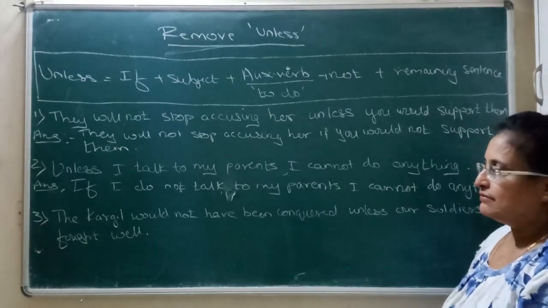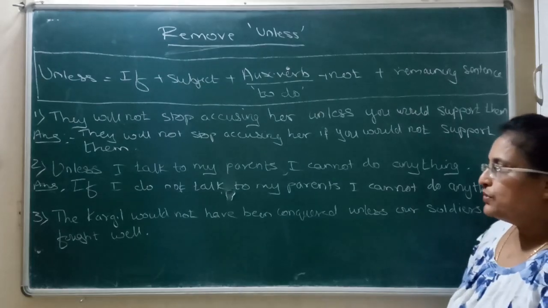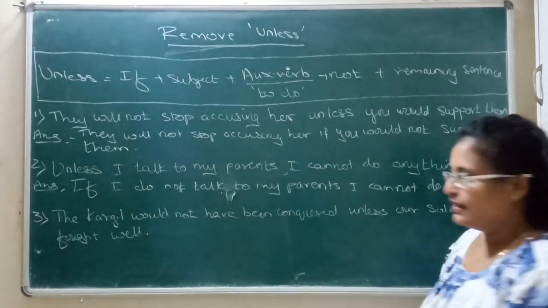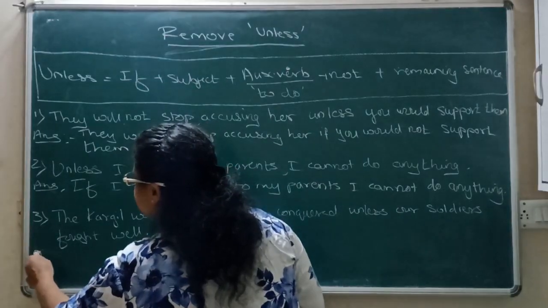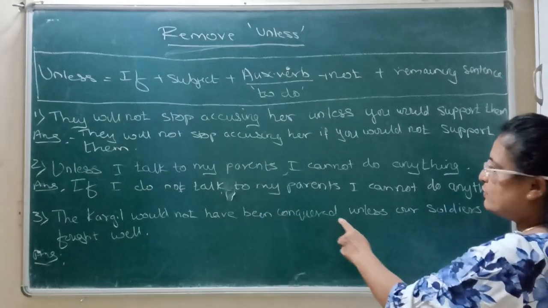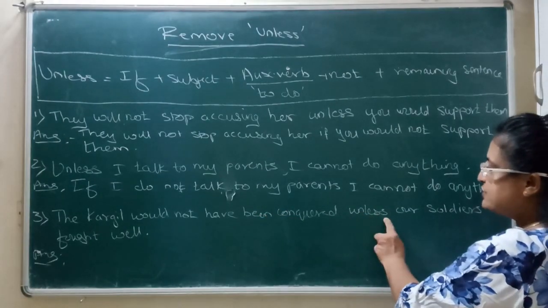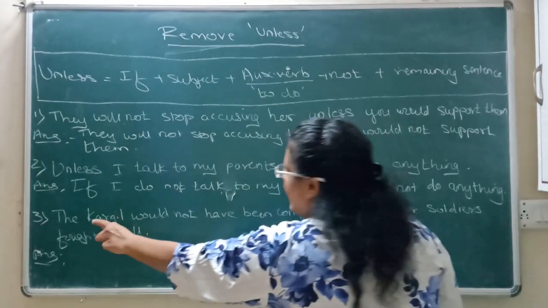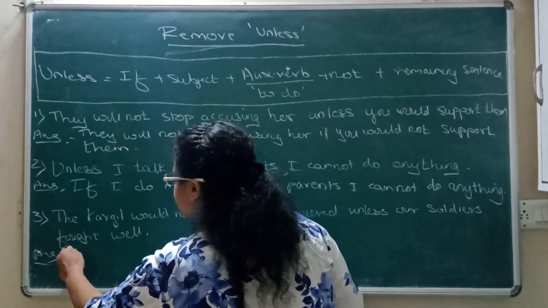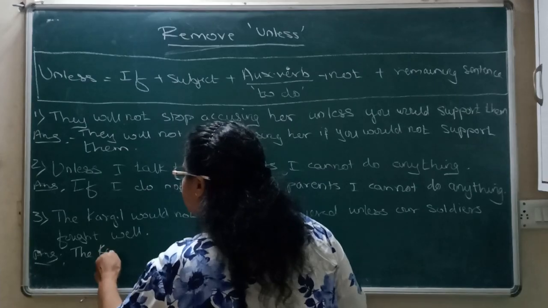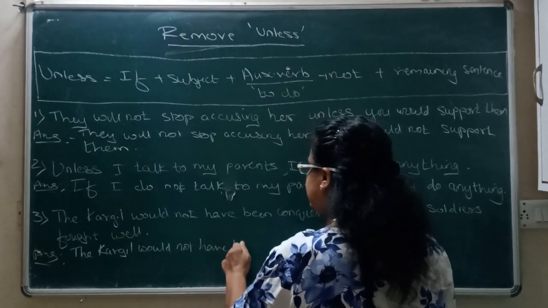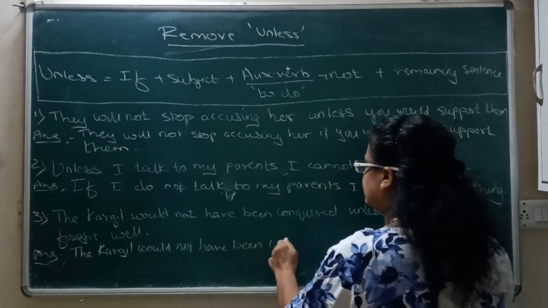See the third example. The Kargil would not have been conquered unless our soldiers fought well. So here in this sentence, unless is over here. So this part of the sentence, as it is, without any change, you have to rewrite it. So the sentence will be like this: The Kargil would not have been conquered.